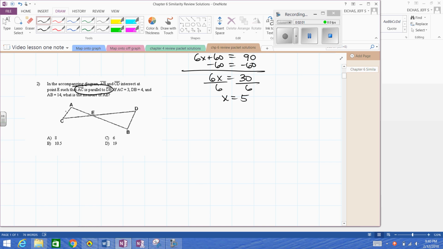So AC parallel to DB. We're going to use alternate interior angles. Could use vertical angles, but this works too. AC is 3, DB is 4. Okay, so the ratio of the sides is going to be, we can say this is top, all right? So we could say it's 3 to 4. Now this one's extremely tricky.